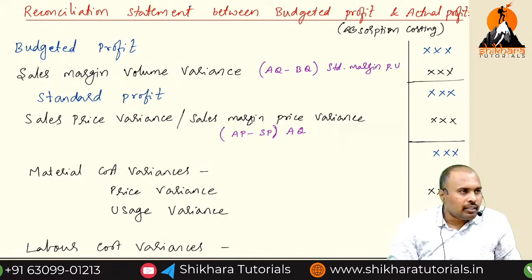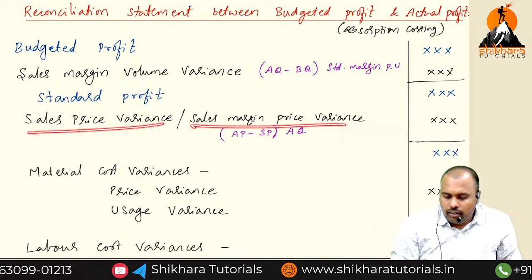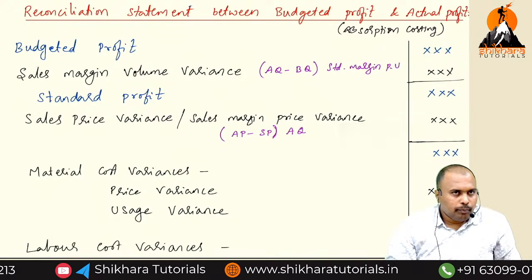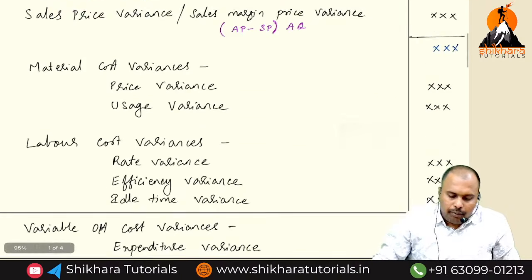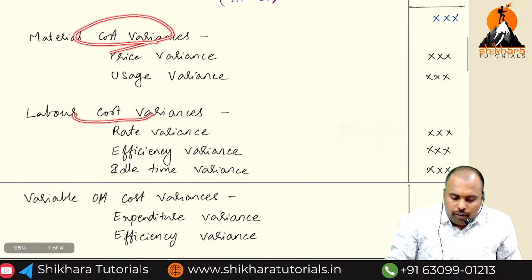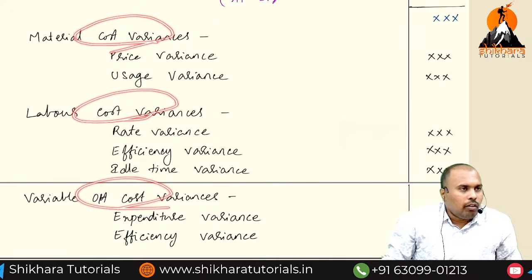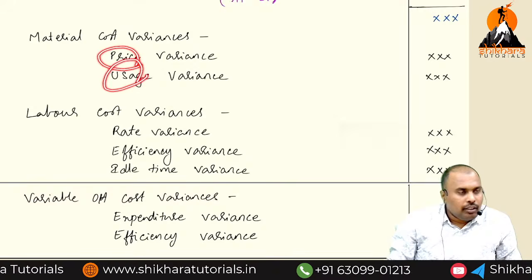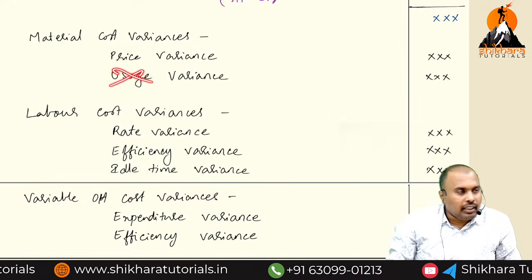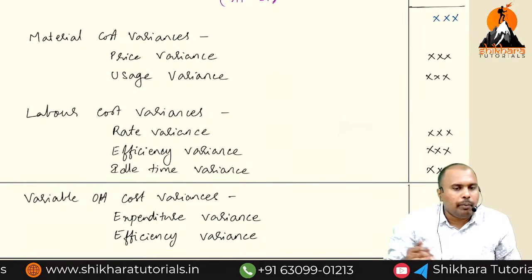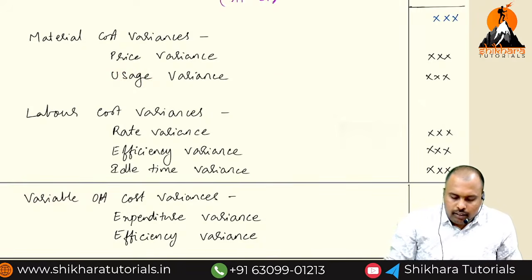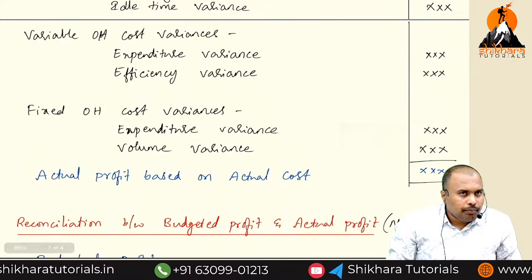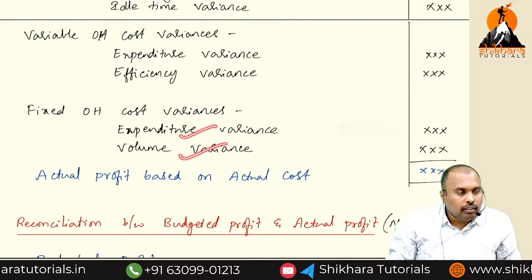First, the selling price variance is there. So the sales price variance or sales margin price variance, you adjust it. Anyone, both will give the same answer. From that, adjust material cost variance, labor cost variance, variable overhead cost variance. Either cost, if you take cost, that's fine. Otherwise, you take price and usage, or in place of usage, I can take mix and yield. Whatever it might be, the material cost variance I'm supposed to adjust. Labor also the same, variable overhead, and fixed overhead cost variances I'm supposed to adjust. Under that, you can take both expenditure and volume.